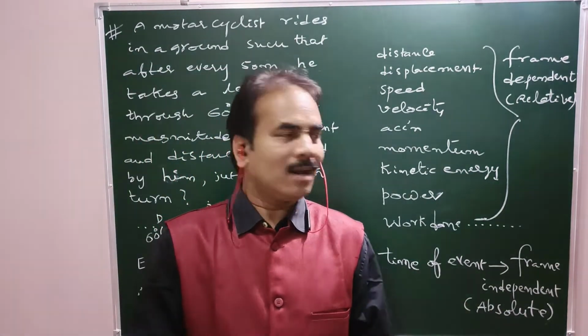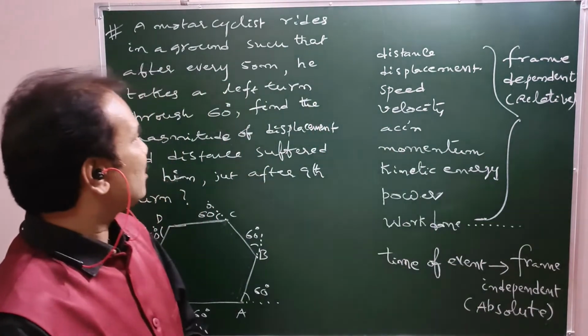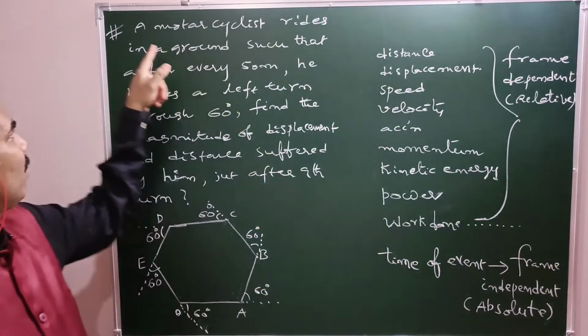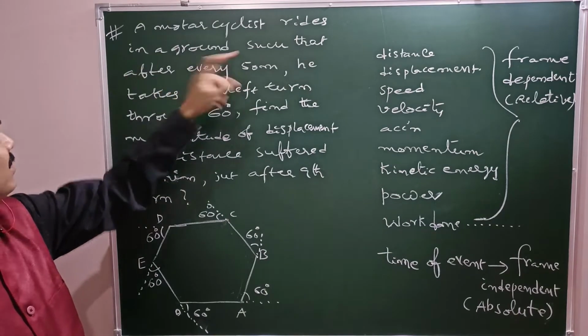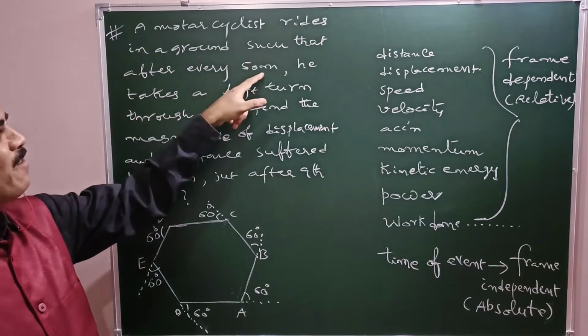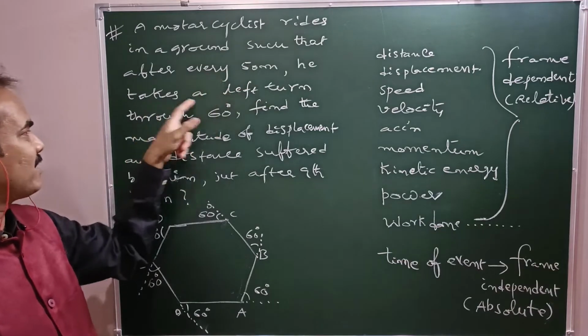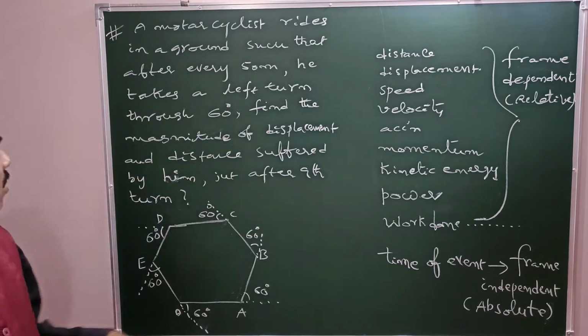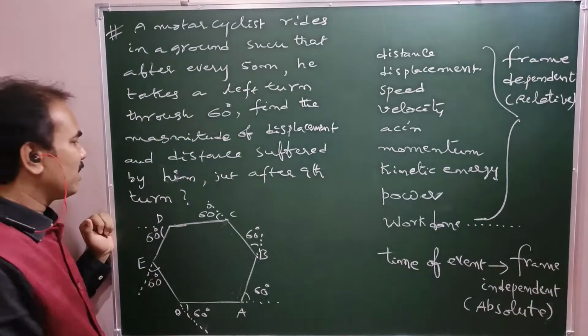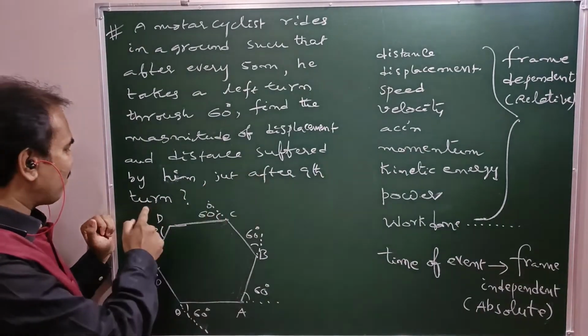Okay. But now coming to numericals. See here we have a numerical. A motorcyclist rides in a ground such that after every 50 meters he takes a left turn through 60 degrees. Find the magnitude of displacement and distance suffered by him just after the ninth turn.